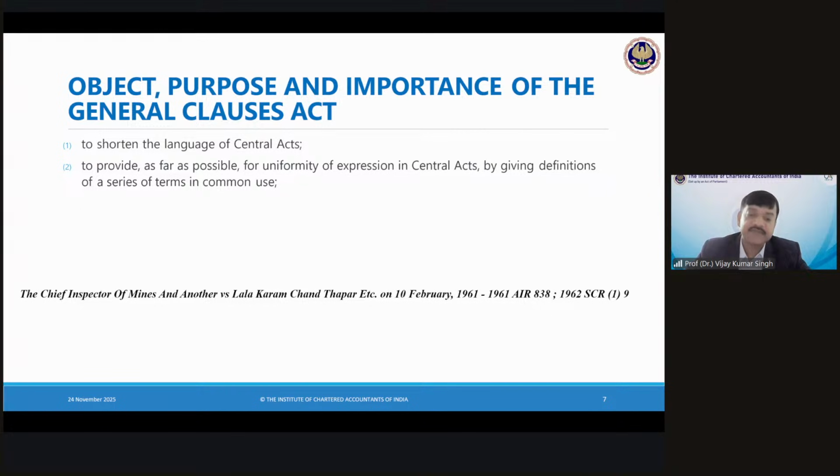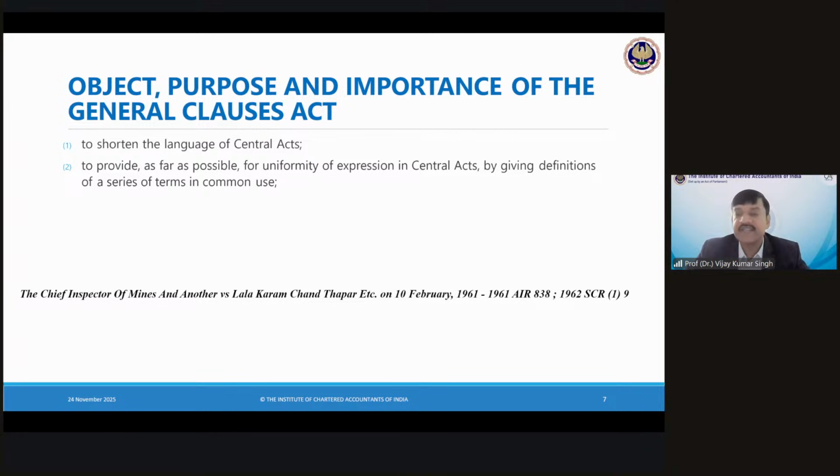Otherwise, what will happen is that different acts may have different kinds of definitions, and that will create a problem because one law will say something, another law will say something. And I can give you an example. And this example you may be reading in securities laws.